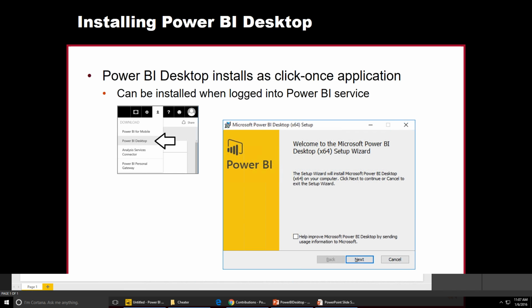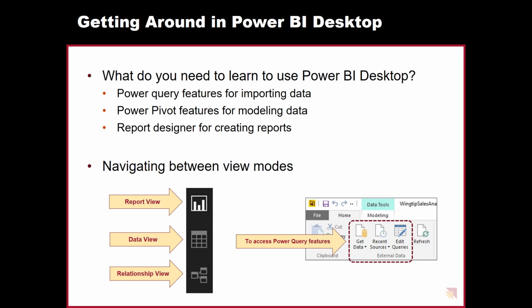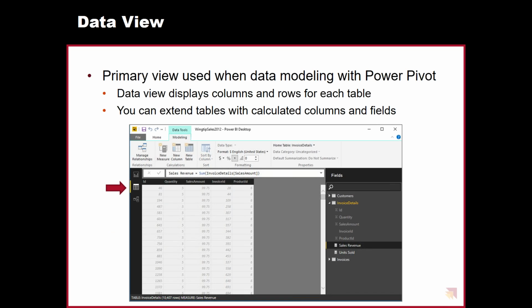Okay, now once we get Power BI Desktop up and running, then we have to kind of get used to this user interface. And what you'll see is that there is a navigation menu or a navigation bar over on the left-hand side that allows you to switch back and forth between report view, data view, and relationship view. And as I do the demos, you're going to see me going back and forth between these.